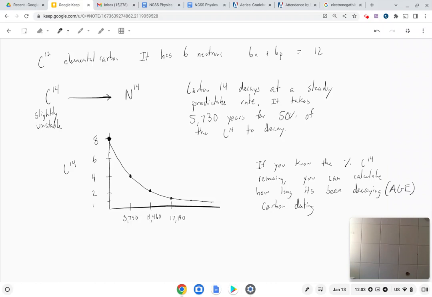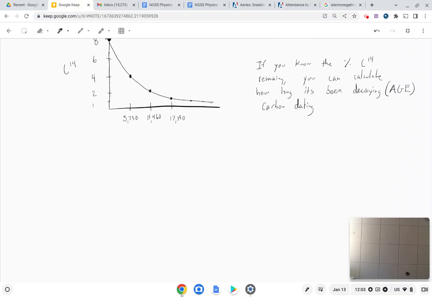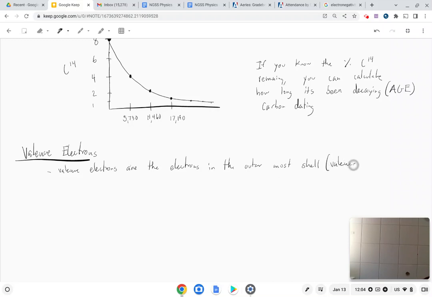Okay, so let's start the topic of valence electrons now. Valence electrons. Okay, so a couple fun facts about valence electrons. Valence electrons are the electrons in the outermost shell, which is also known as the valence shell. Okay, so that's your definition.